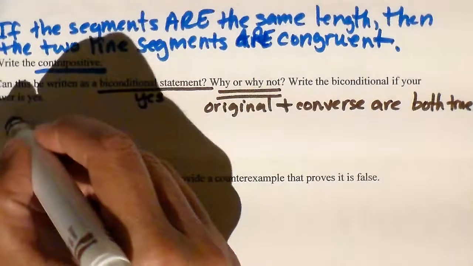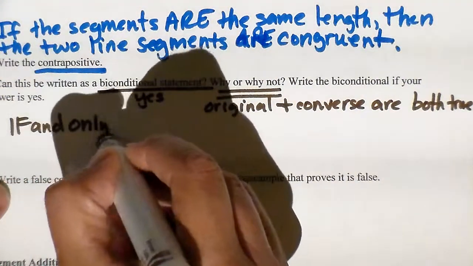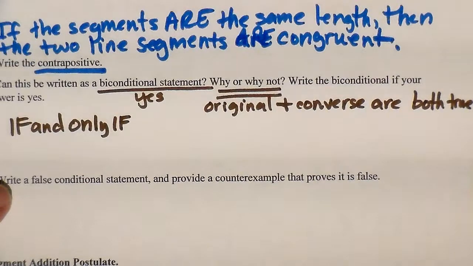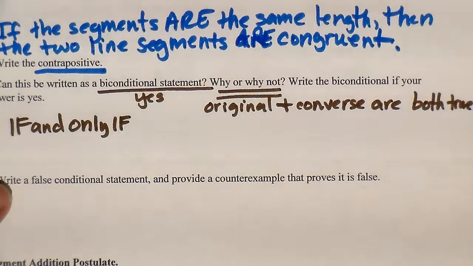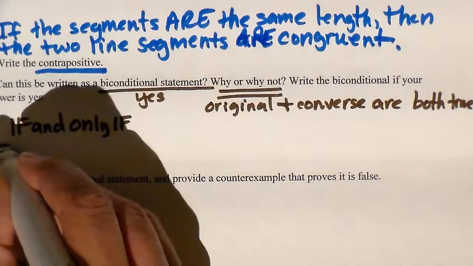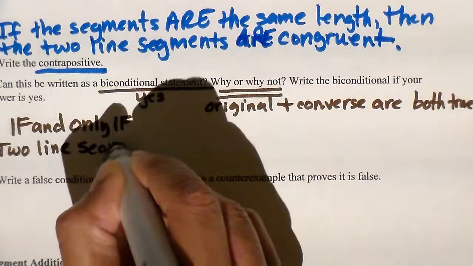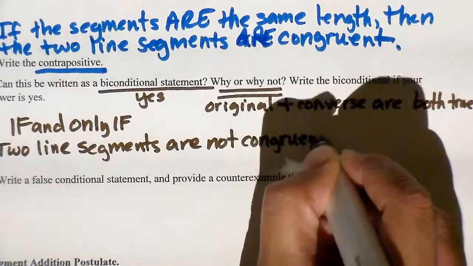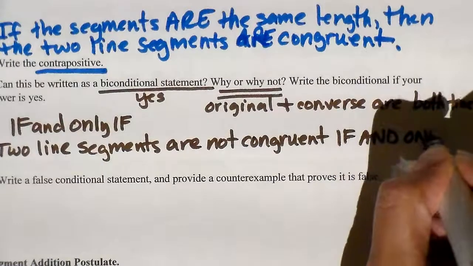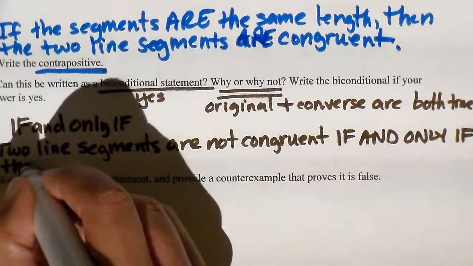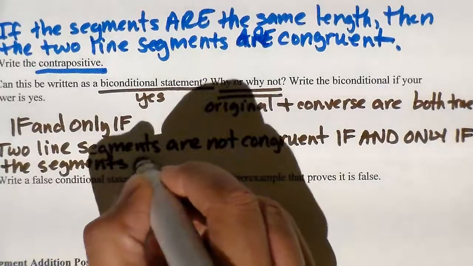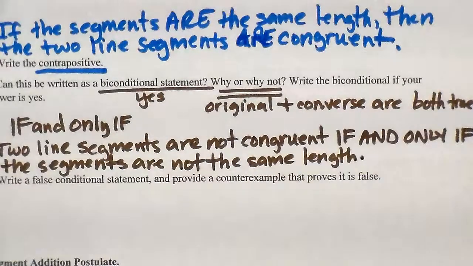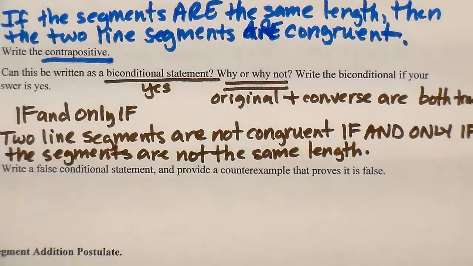So now I'm going to write the biconditional. A biconditional statement is if and only if. So let's take the original statement. The original statement says if two line segments are not congruent, then the segments are not the same length. The converse was the same. So you go back to the original: two line segments are not congruent if and only if the segments are not the same length. That is a biconditional statement.